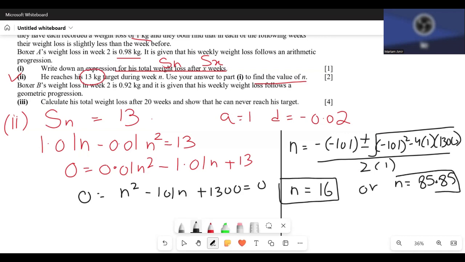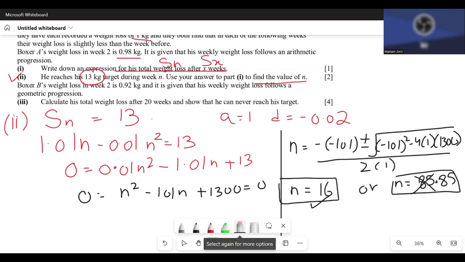85 is too big of a value. If he kept losing weight for that many weeks, he would probably die. So this is a very unrealistic value. This is the value of our interest. So n is equal to 16. Okay, so part 2 is done.